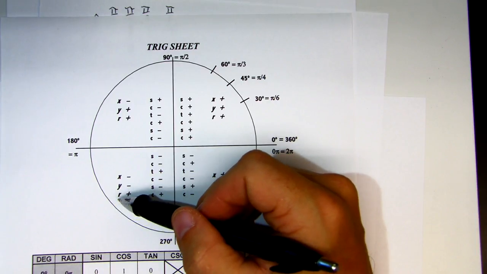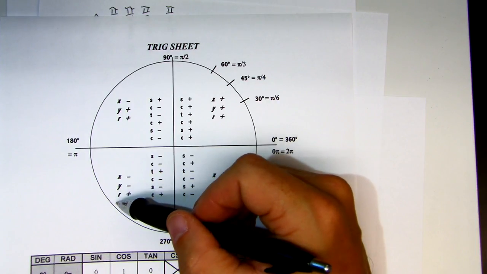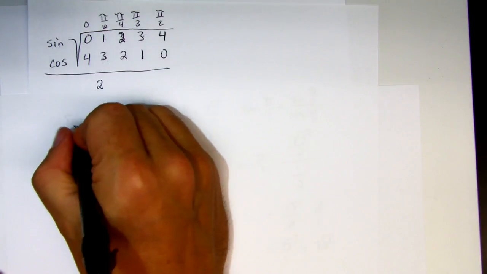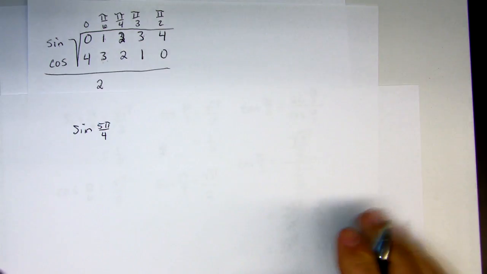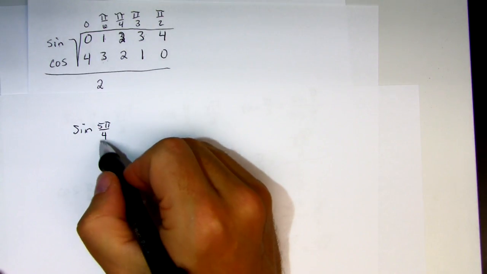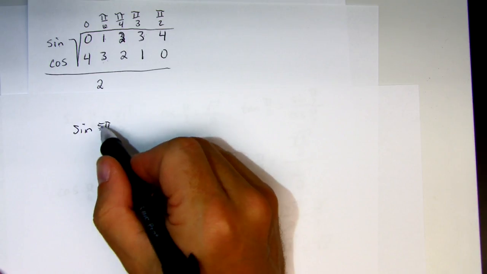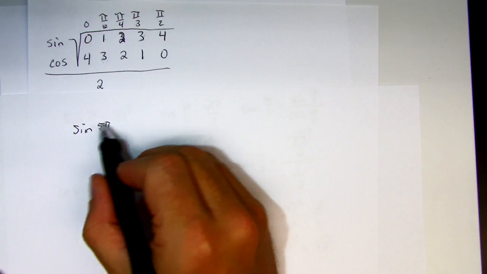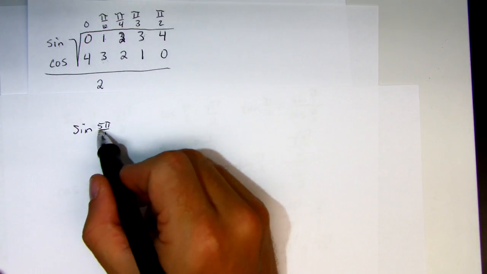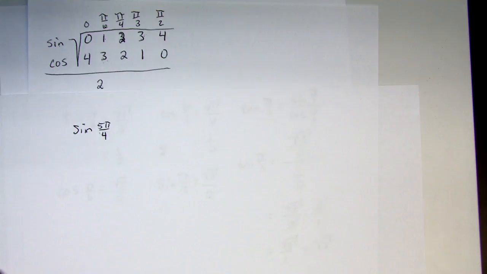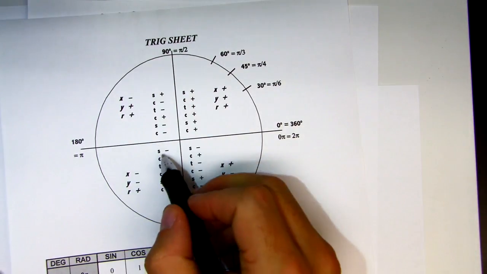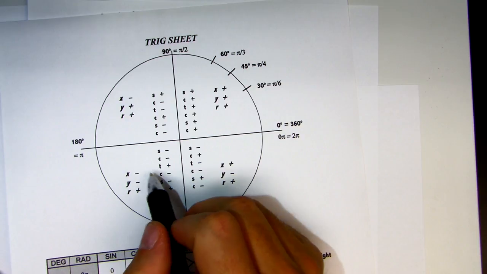So if I want to know what sine of 5 pi over 4 is, let's write that down. So sine of 5 pi over 4. The first thing you should do is look to see if this simplifies. Okay, this doesn't simplify, and I see that it's a 4 down here, so I'm counting by 4. So really, this is just pi over 4. But then I need to apply the sign that's associated with sine in quadrant 3.